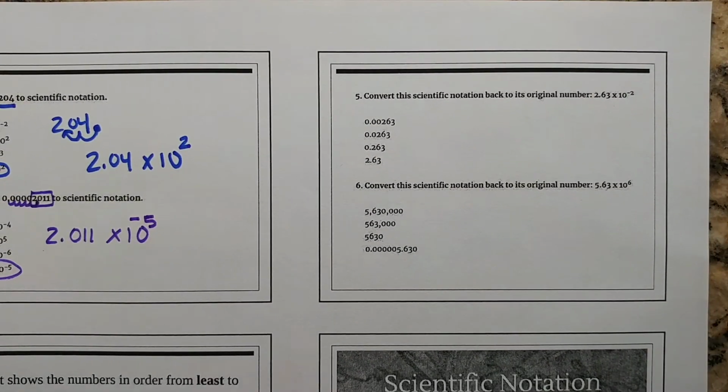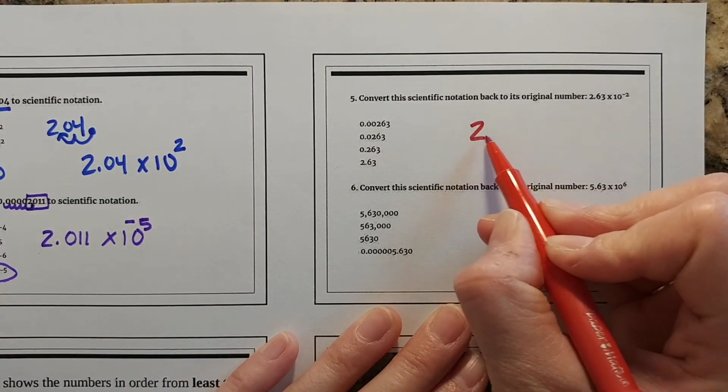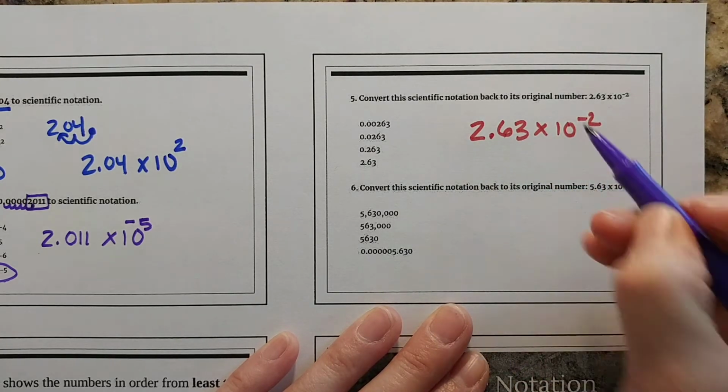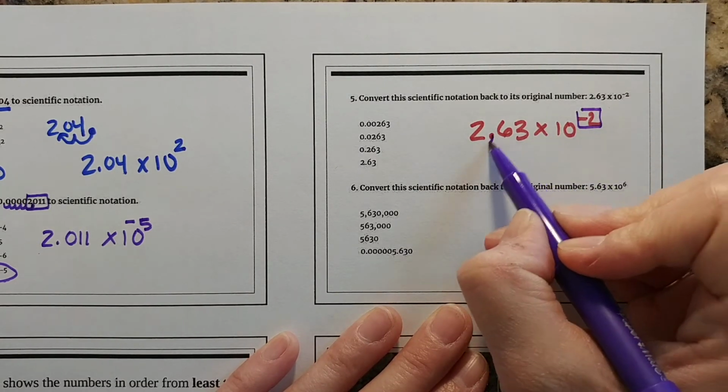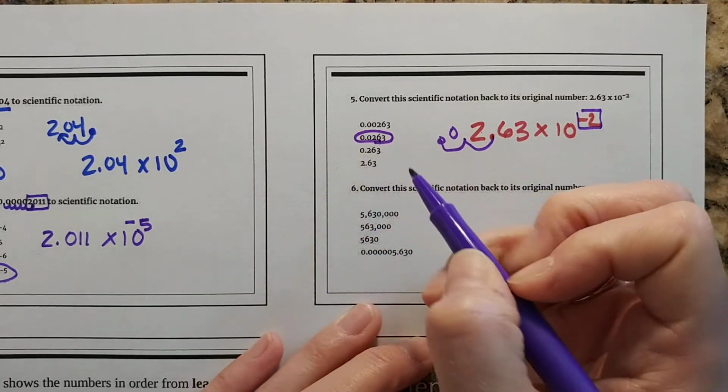Number 5. So we're converting this number back to its original number, 2.63 times 10 to the negative second. So negative 2, decimal point moves 2 places to the left. 0.0263, right here.